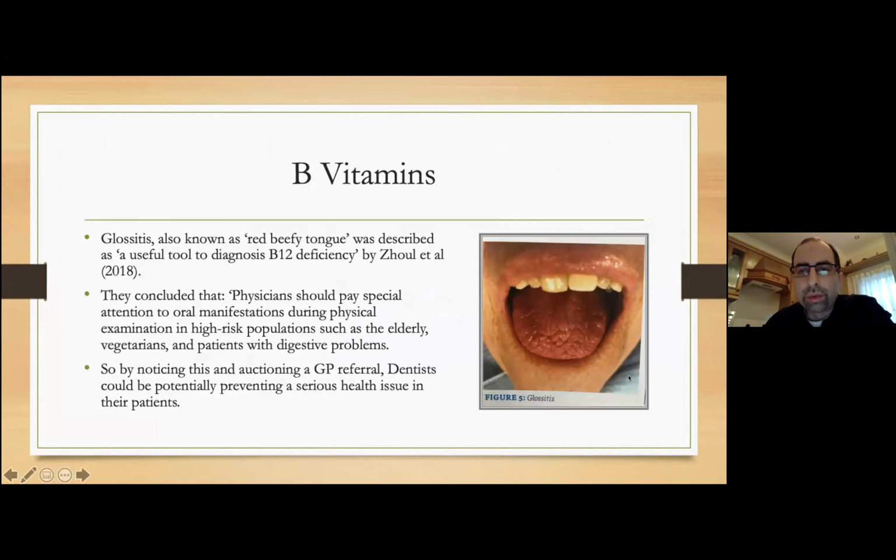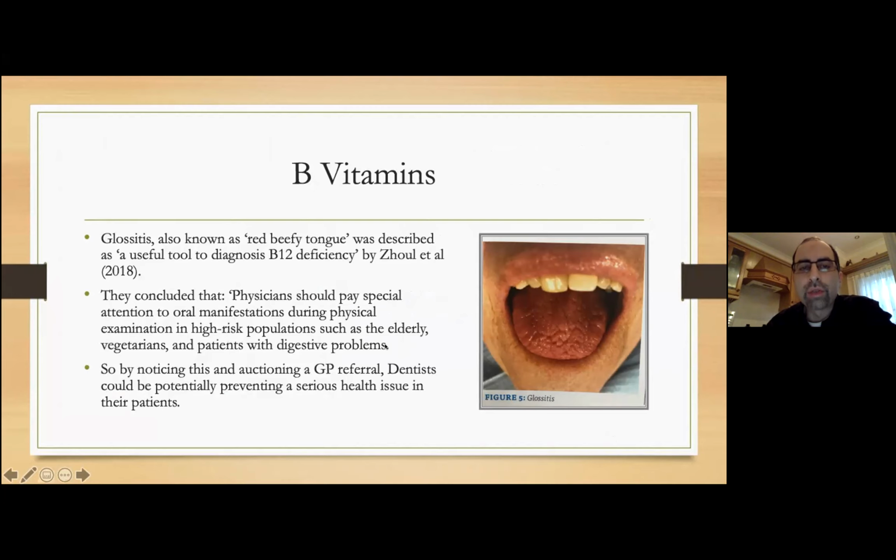Red tongue, also known as glossitis, is a red beefy tongue. This is another condition that can result due to lack of B vitamins. It's a useful way to diagnose it. So we should pay special attention to the oral manifestations during physical examination in high-risk people such as the elderly, vegetarians, and patients with digestive problems.